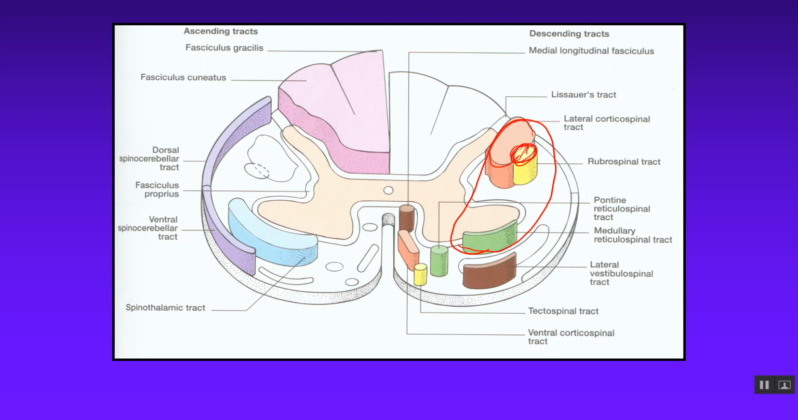Rubrospinal tract just has a little excitatory or helping input to the lateral corticospinal tract, especially for flexors of the upper extremities. Helps ramp them up a little bit. Rubrospinal tract is actually much more pronounced in primates and monkeys that do a lot of climbing and flexion. It's smaller in us. We're not using our arms all the time in big motions to do lots of climbing and so forth.